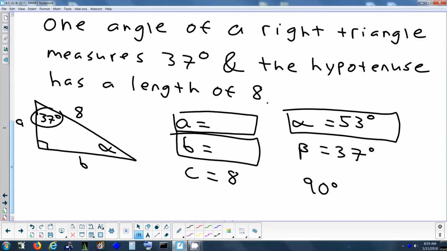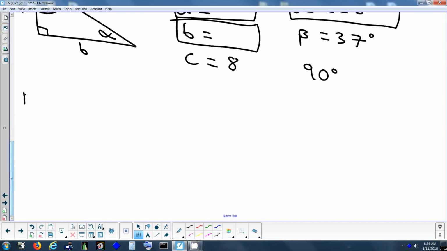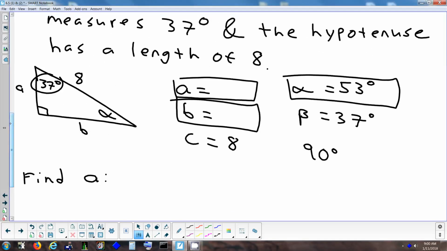Okay, so now we have a choice. We can find A or we can find B. Let's do A first. At this point, you could do either one. It doesn't matter. Okay, so I want to know A, and I already know C, the hypotenuse. So now I have to figure out the name of the side that I know and the name of the side that I don't know, from the perspective of 37 degrees. So Shauna, what's the name of this side we've called A?